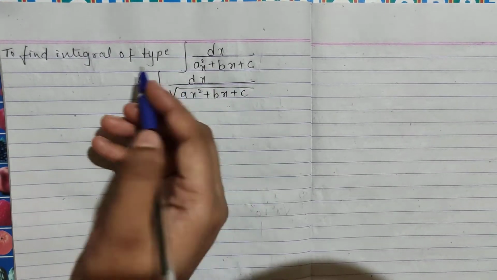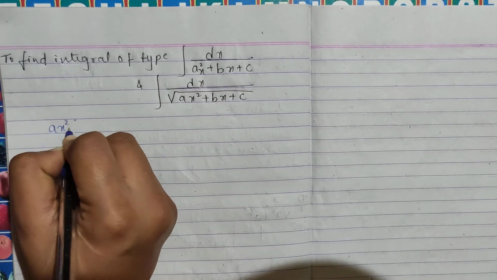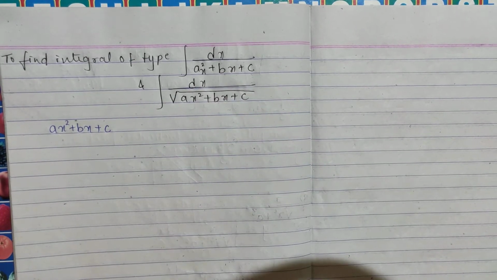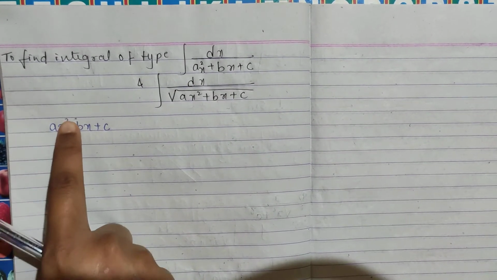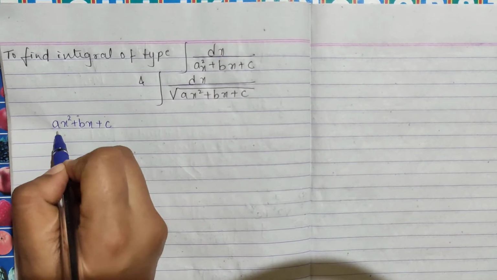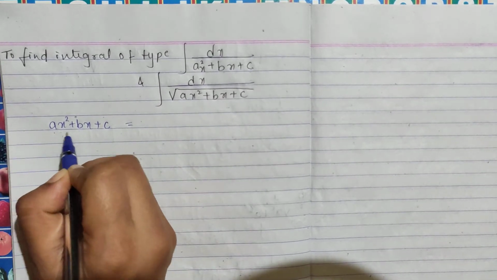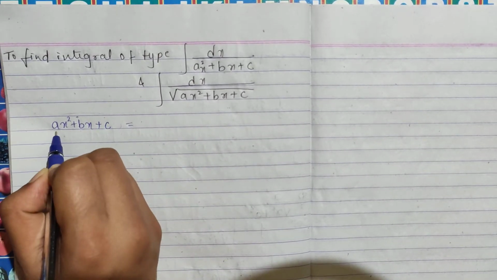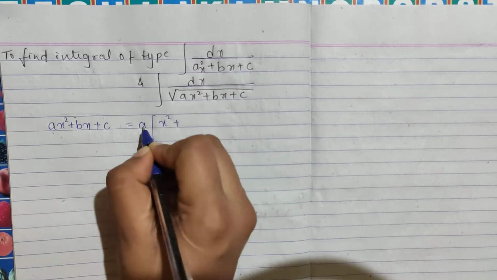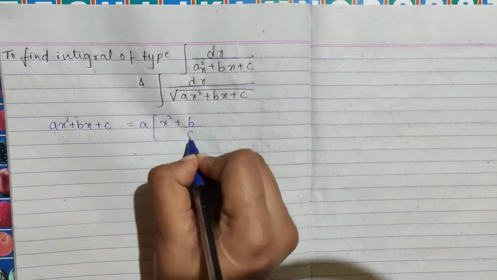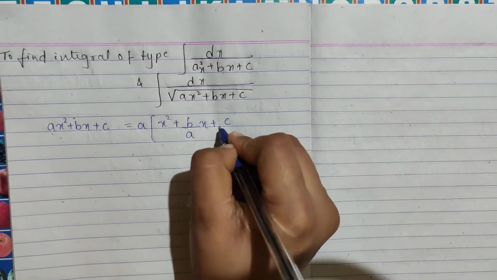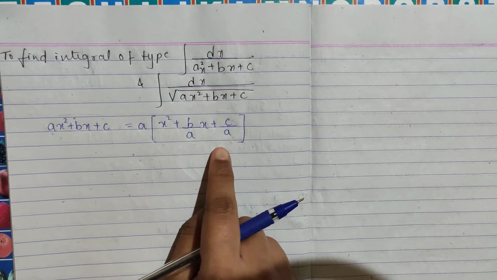Now suppose you first take your denominator, ax square plus bx plus c. Whenever you have such questions, you should make sure that your x square coefficient is 1. But if a is there or anything else, you have to divide every term by a, like taking a common. So you will be left with x square plus b by a x plus c by a. I hope it is clear for you.